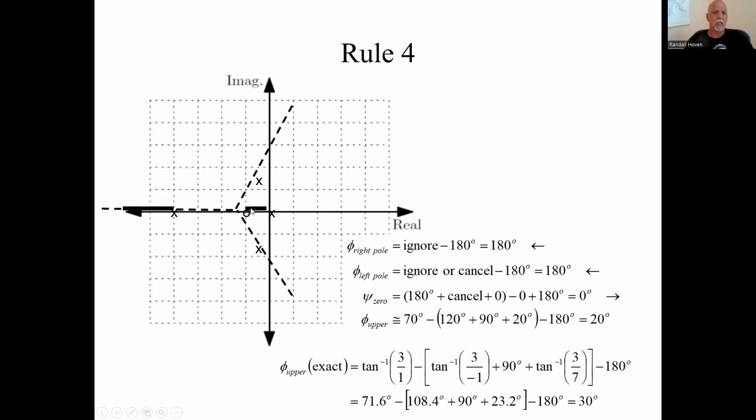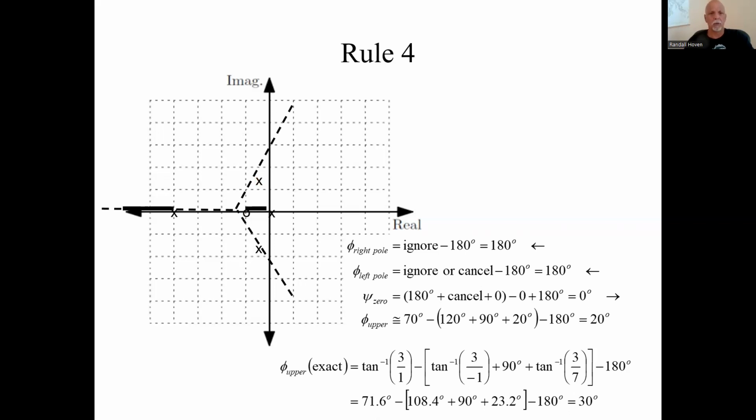This guy, let's see, pole and 0 on the real line cancel, complex poles cancel. So I just get a minus 180. So this guy starts out going left. That's the asymptote. He's just going to keep on going left. So the only hard ones are, well, this upper angle, and then this one will just be the mirror image.